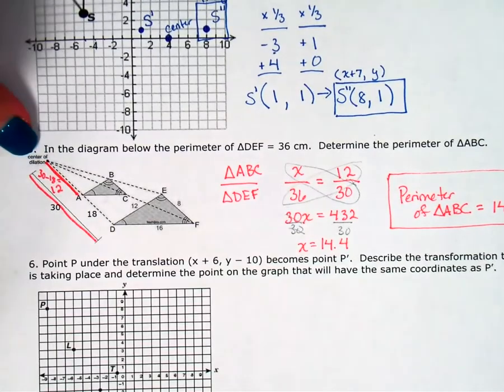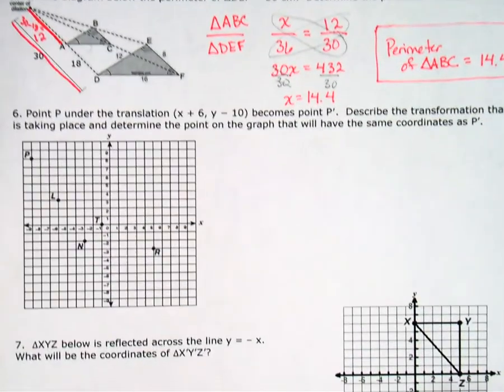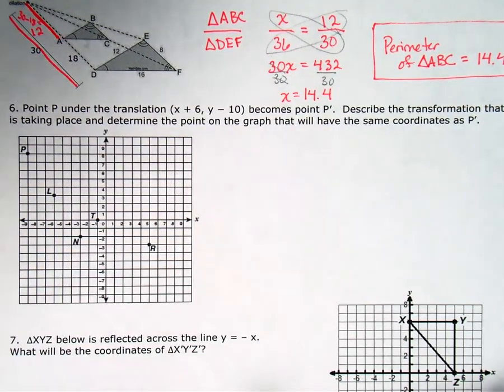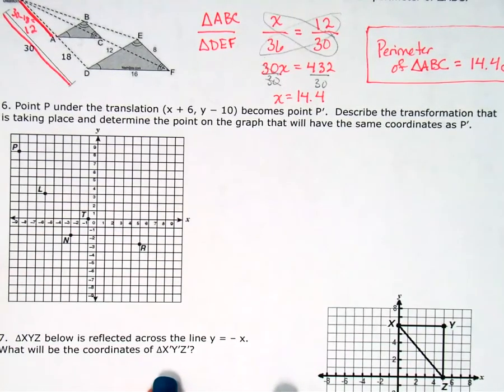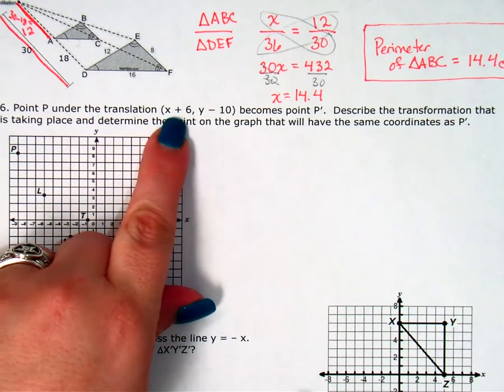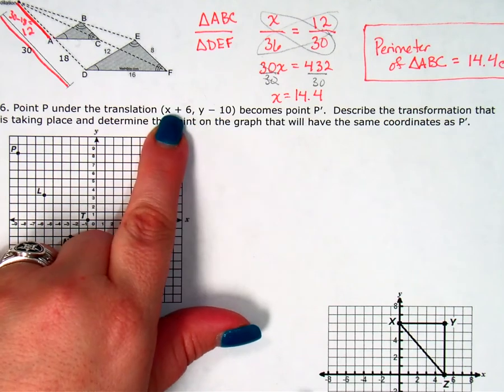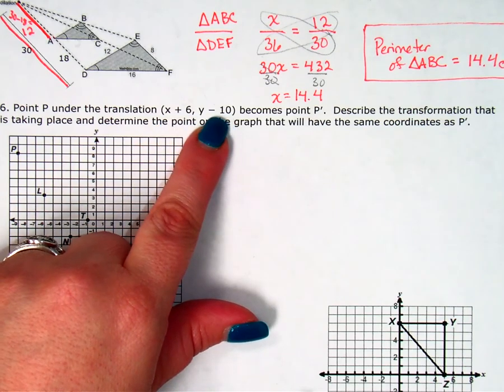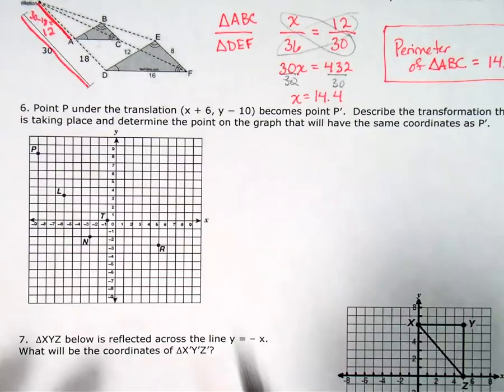All right, let's look at number 6. Point P under the translation x plus 6, y minus 10 becomes P prime. Describe the transformation that is taking place and determine the point on the graph that will have the same coordinates as P prime. So what they mean by describing the transformation is, what does this translation mean? What's happening here? What does this plus 6 mean? What does this minus 10 mean, right?